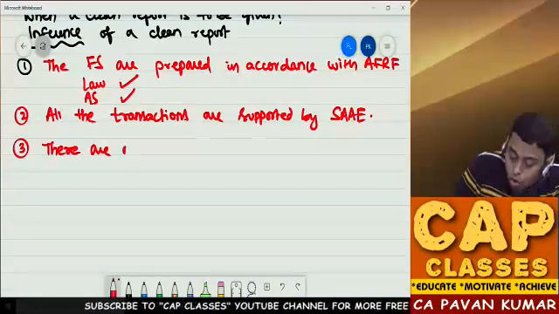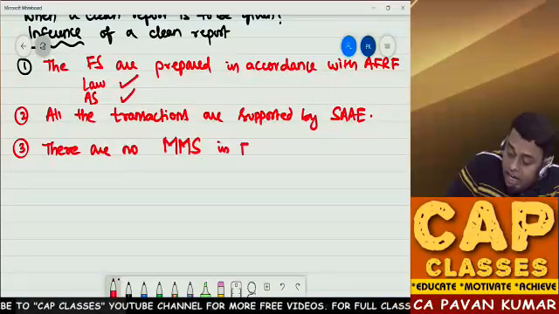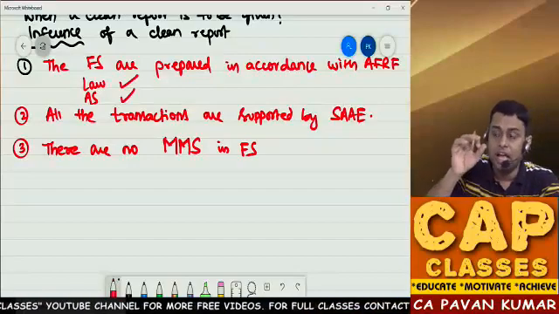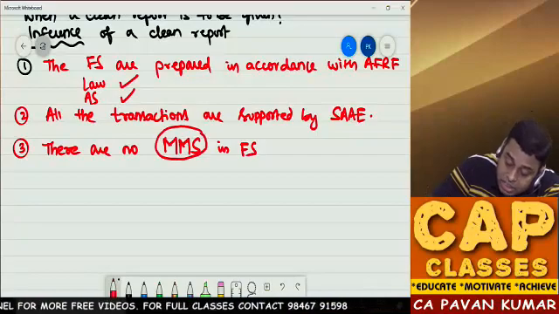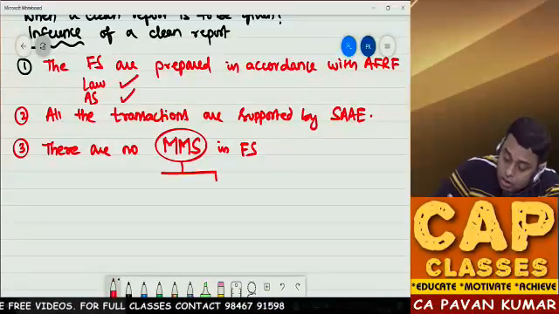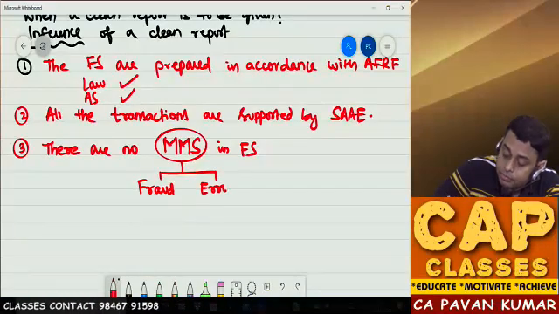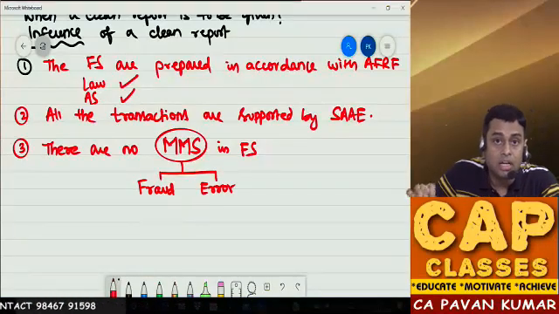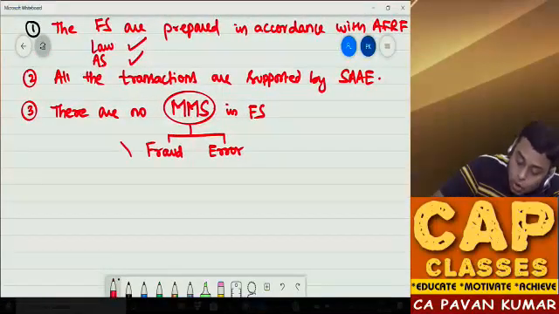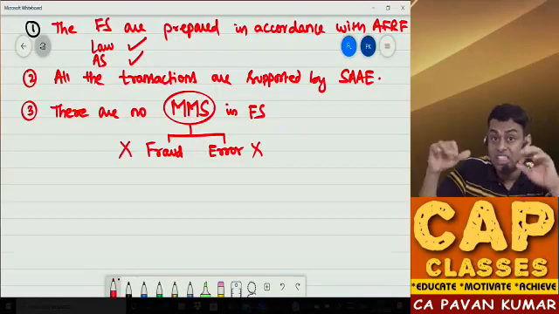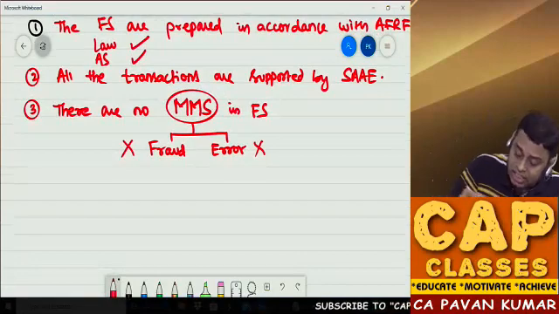Three, there are no material misstatements in financial statements. What is MMS? MMS stands for material misstatements. Material misstatements usually happen through fraud or error. That means the auditor is saying there is no fraud, there is no error which is material. This is point number 3.